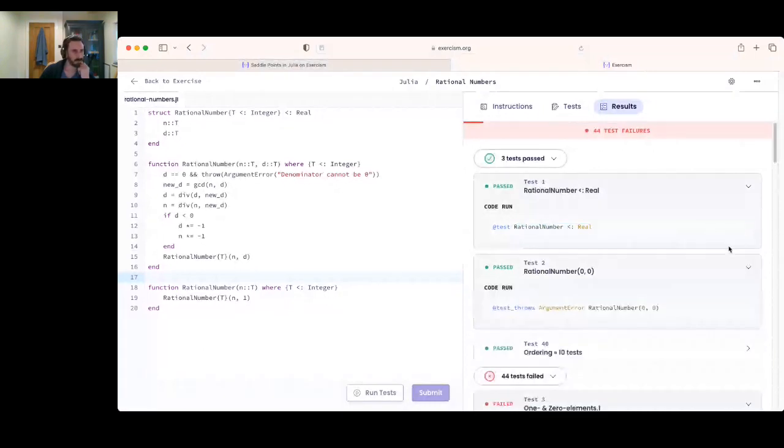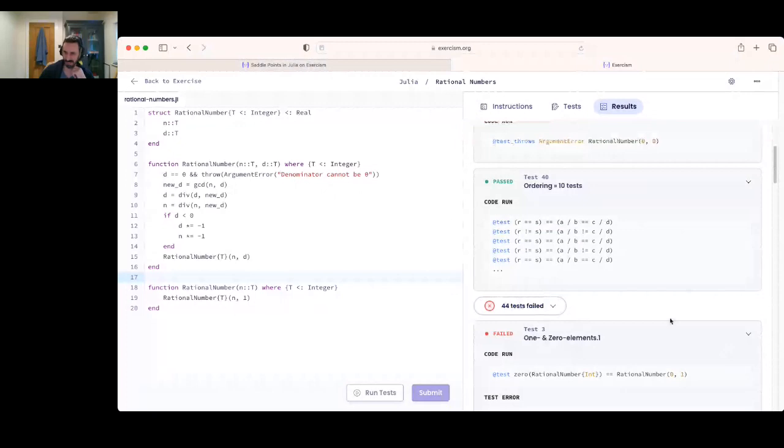I don't know if the screen share is updated. Looks like it has. Yep. Rational number 0, 0 throws an argument error. Good. And some ordering. We apparently accidentally passed some tests. I don't think that we passed those tests for any particular reason other than nothing is equal to nothing.